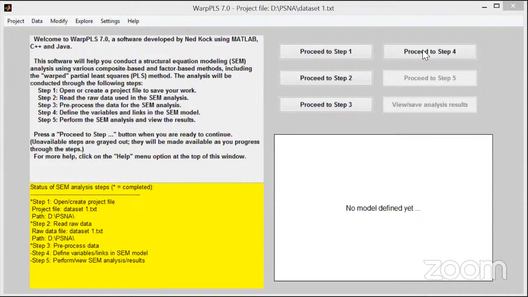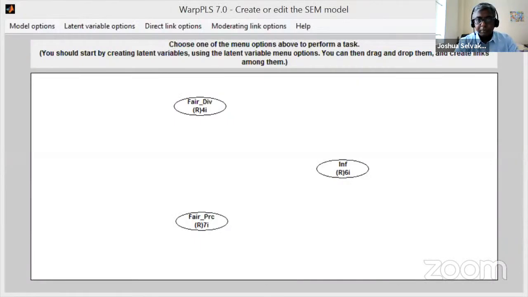Joshua, sir? Yes. Only the front screen is visible. The model is not visible, sir. Only the project file is visible. Okay, give me a minute. Now, what about now? Not yet, sir, same front screen. Now tell me if you can see the model. Yes, sir, now it's visible.